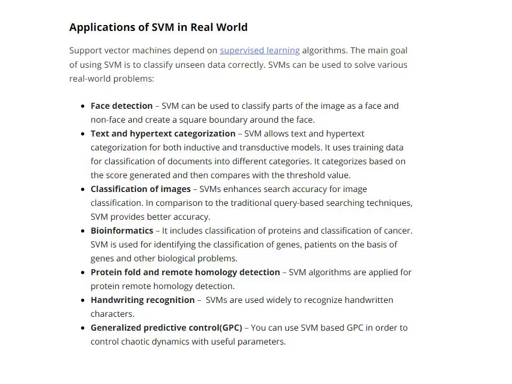The applications of SVM in the real world include face detection, text and hypertext categorization, classification of images, bioinformatics, protein fold and remote homology detection, handwriting recognition, and generalized predictive control.